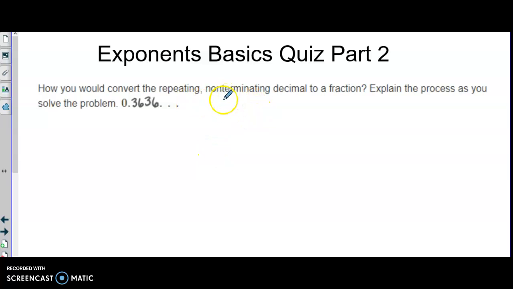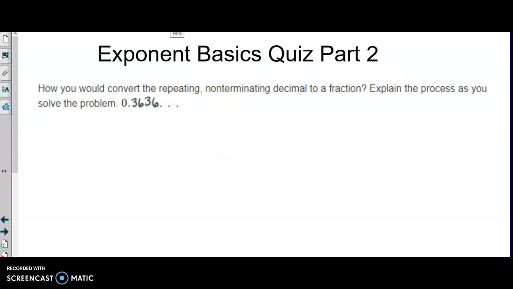So for the second part of this exponent basics quiz, not exponent. Okay, for the second part of this quiz, it says, how would you convert the repeating non-terminating decimal to a fraction? Explain the process as you solve.